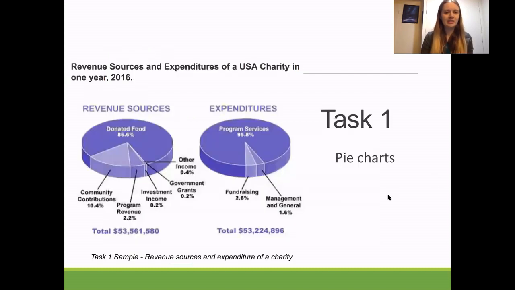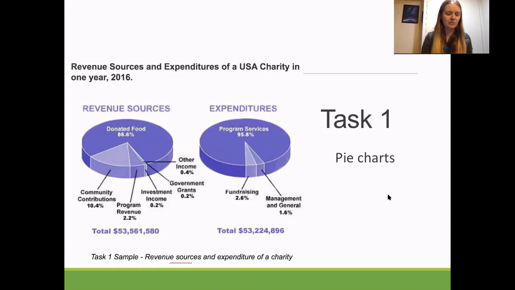So this is the set of pie charts. So the title gives you more information: revenue sources and expenditures of a USA charity in 1 year, 2016, similar to what they said in the question. So you have one chart for revenue sources and one for expenditures, and it breaks it down into different pieces. So you can see that donated food was 86.6% of the revenue source. Community contributions were 10.4%. Program revenue was 2.2%. Investment income was 0.2%. And then they have other income 0.4% and government grants 0.2%.